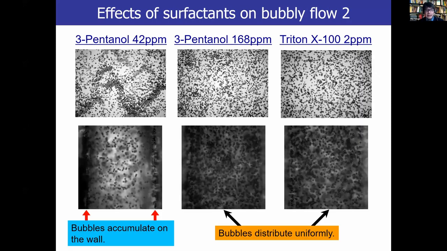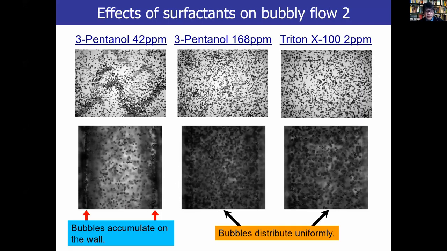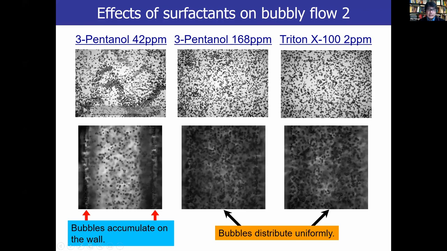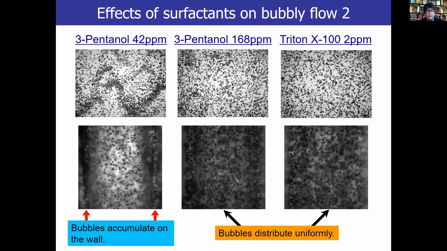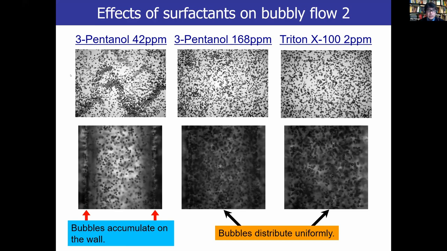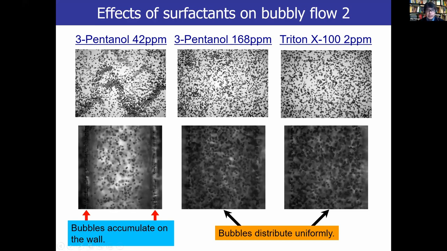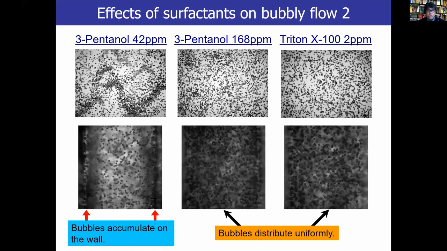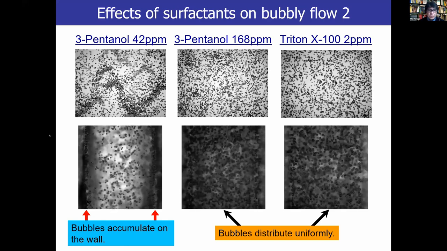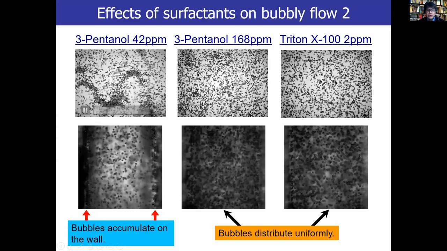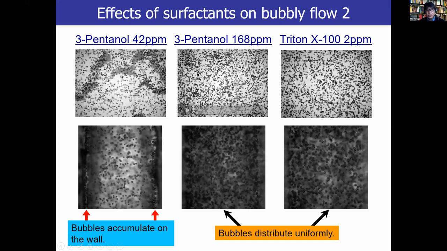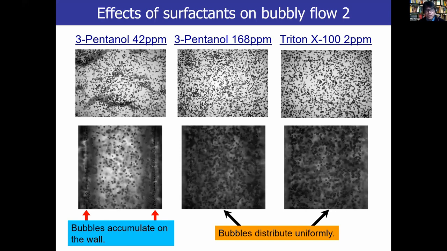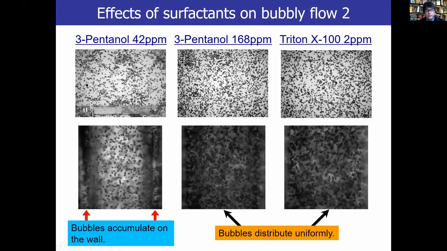So what we can see is there is a certain condition under which you have the clustering phenomenon. If it is tap water, you have coalescence, so you don't see the cluster. So you need a certain amount of contamination for the inhibition of coalescence. But if you put in more contaminant, more surfactant, then the cluster disappears because bubbles don't migrate toward the wall. So a bubble cluster appears near the wall.